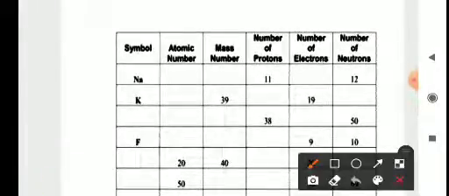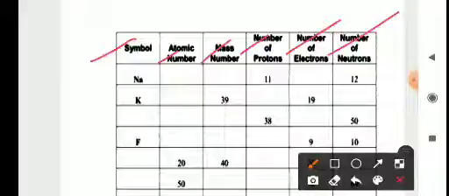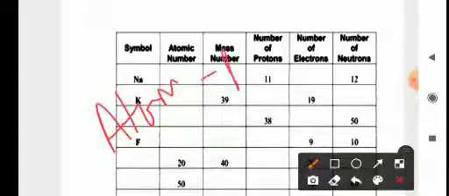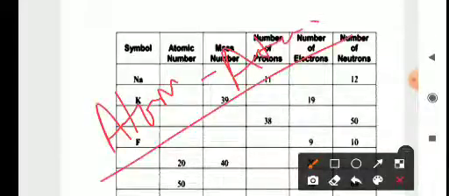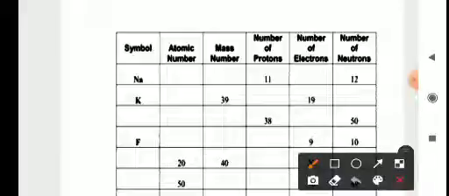In this table there are columns: symbol, atomic number, mass number, number of protons, number of electrons and number of neutrons. As we know, the number of electrons and protons are equal to the atomic number. And how will the number of neutrons be calculated? The number of neutrons is calculated from the atomic mass of the element minus the atomic number. So if you subtract the atomic number from the atomic mass, you will get the number of neutrons. On the basis of this concept, we will start filling this table.